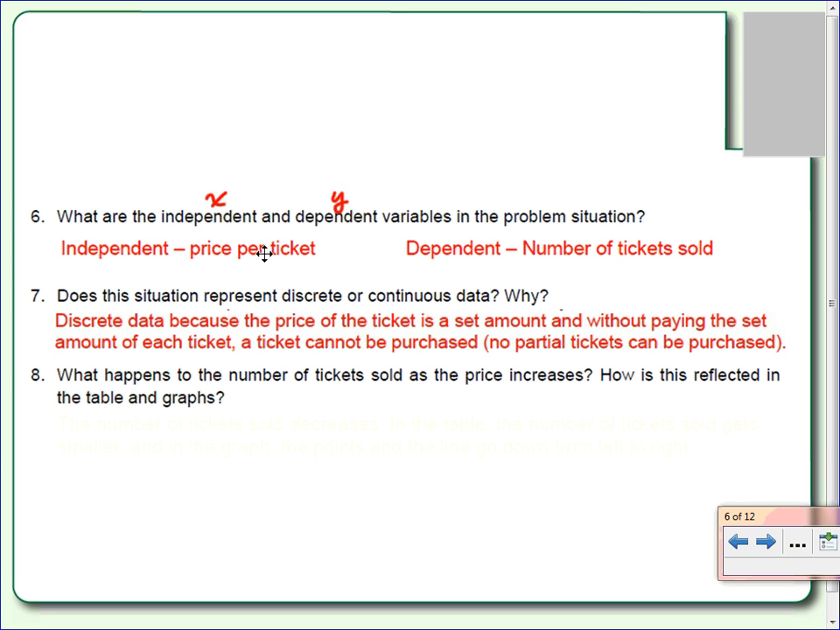And you'll notice here it says that we cannot connect those points because there is no such thing as buying a partial ticket. In other words, you can't go out and buy 2.5 tickets to a concert, can you? You can't go out and buy 10.5 tickets.